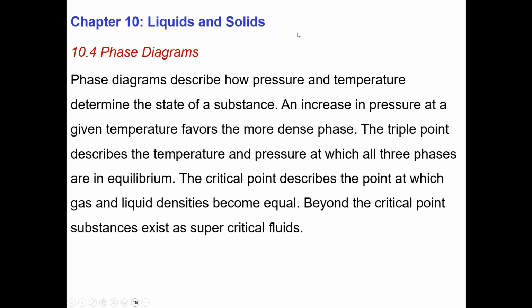Okay, so that concludes the video for section 10.4, which is concerned with phase diagrams.